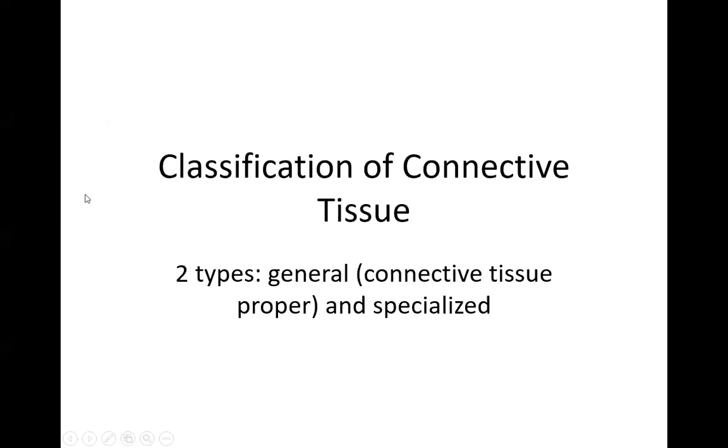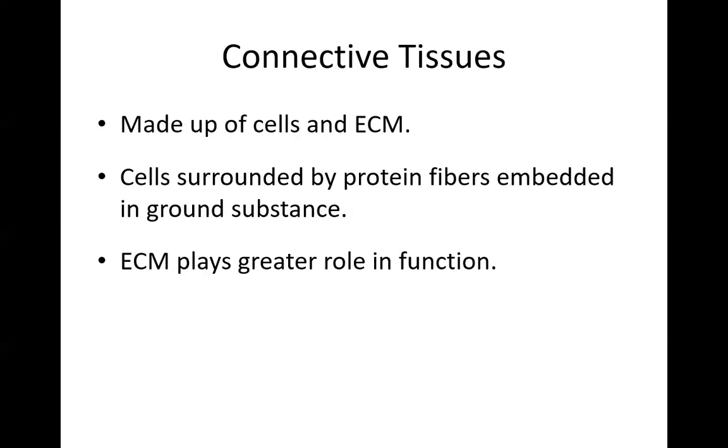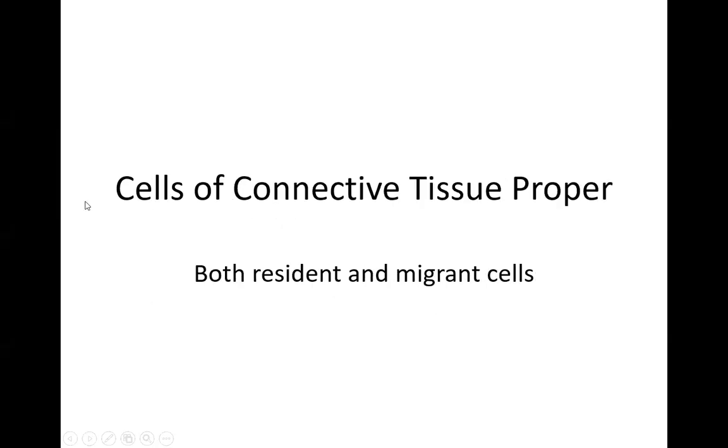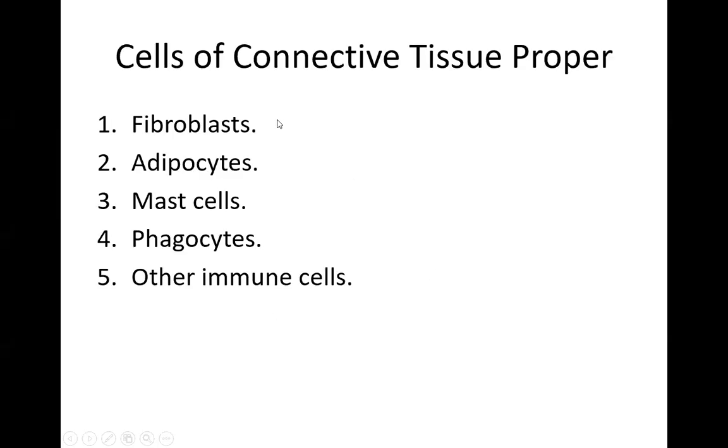Now, the classification of the connective tissue. There are two types: general connective tissue proper and specialized. The cells of the connective tissue proper are both resident and migrant cells. They are the fibroblasts, the adipocytes, the mast cells, the phagocytes, and other immune cells.